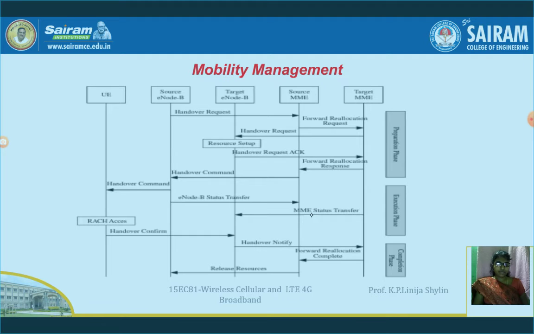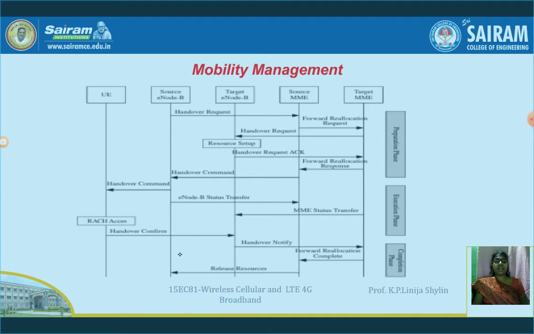The diagram is very clear. Now the user equipment is able to establish the random access process on the target eNodeB. So now the handover confirm message to the target eNodeB has been given. From the user equipment, the handover confirm message is given to the target eNodeB.